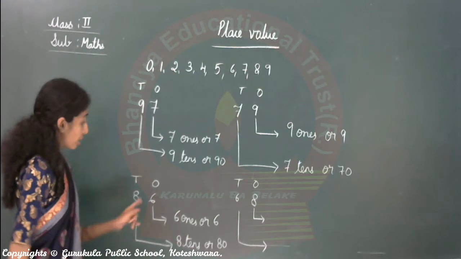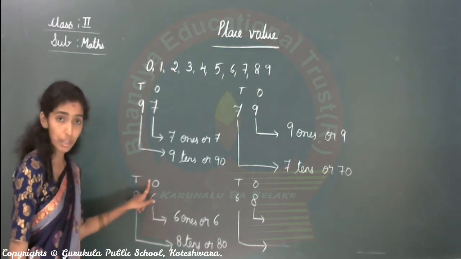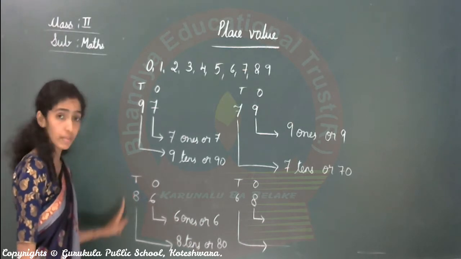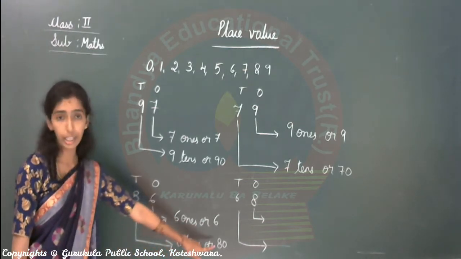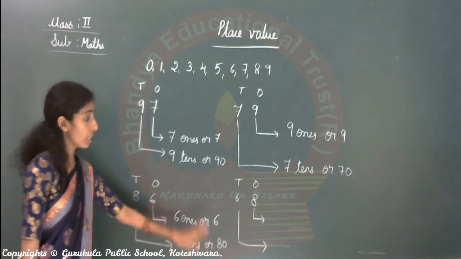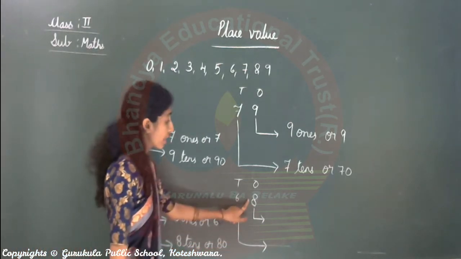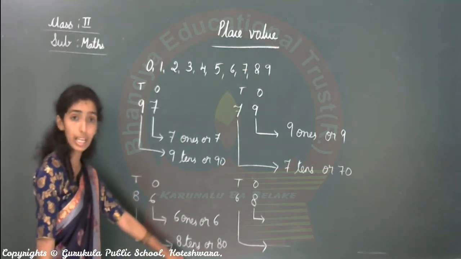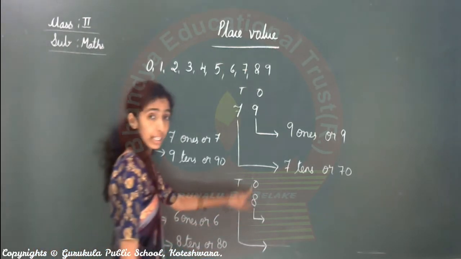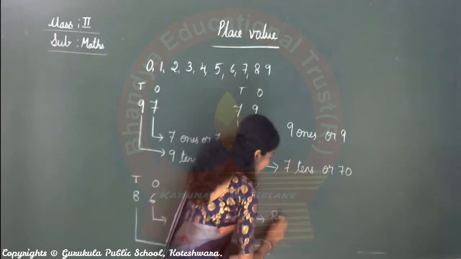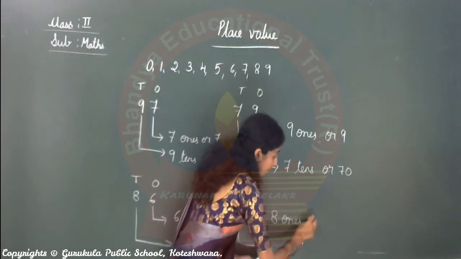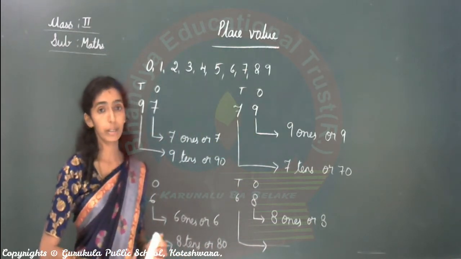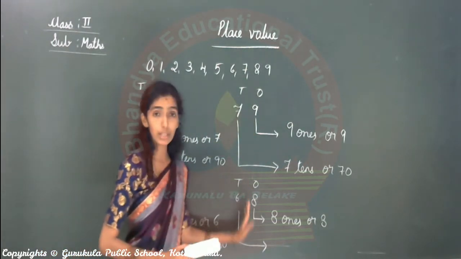This you understood, no children? Here you see 6 is in the 1's place, so 6 ones or 6. Here 8 is in the 10's place, so 8 tens or 80. Same like that. Here you see 8 is in the 1's place, and here 8 is in the 10's place. So it is 8 tens or 80. But here 8 is in the 1's place, which means 8 ones. Or 80? No, 8 ones means 8 only. Understood, no? 8 ones means 8.